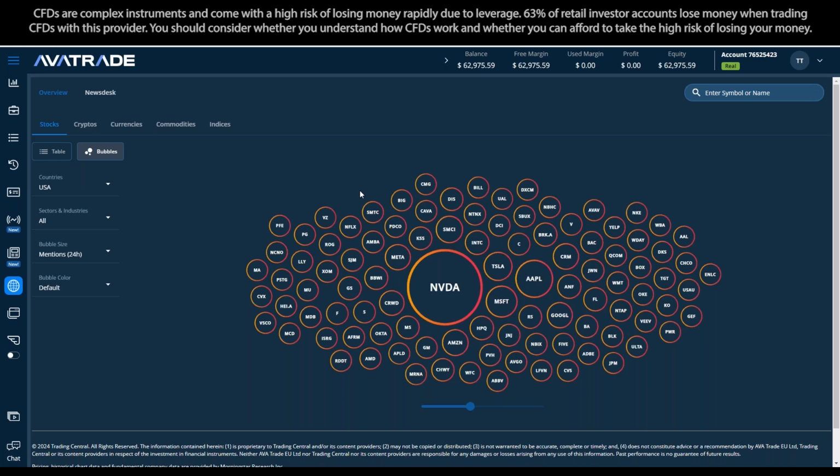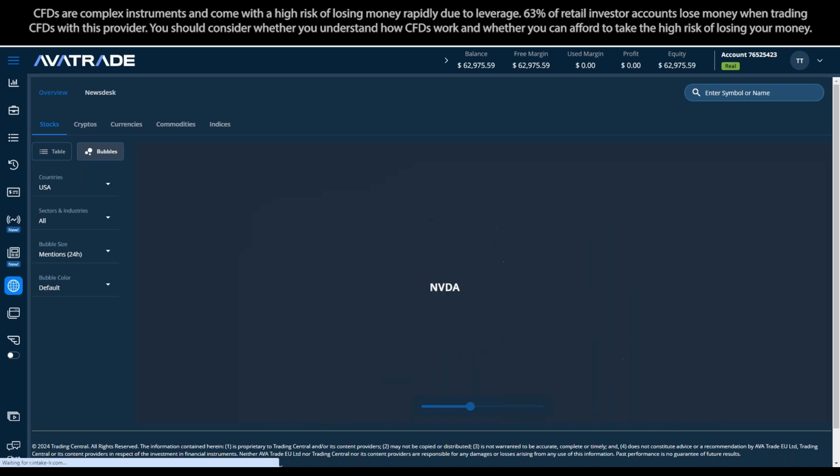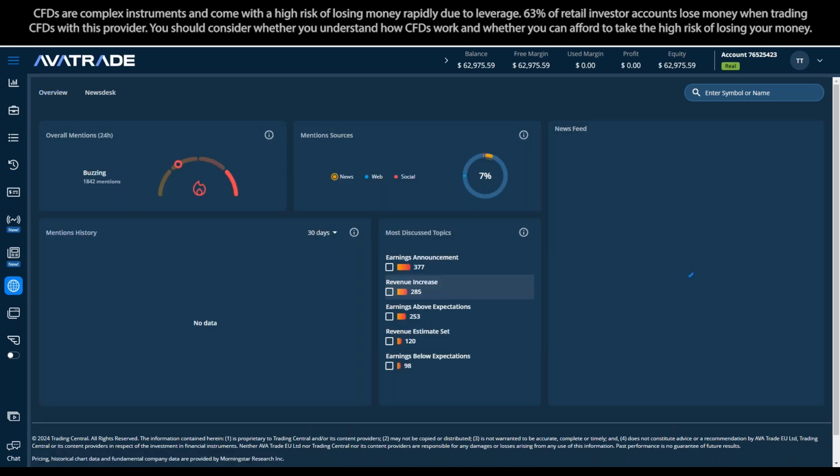So the bigger circles are in the news more. They have more articles and bits of information found online through this system, and so they have the larger circles. And NVIDIA, no doubt, is in the news a lot. It's no surprise that it's the largest circle here in the pictogram.